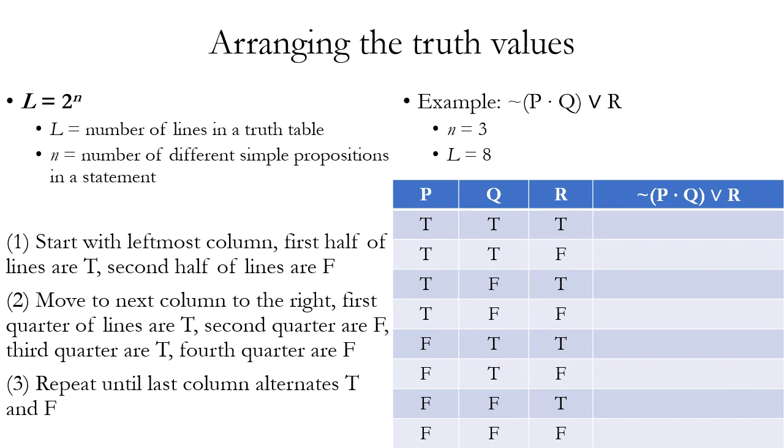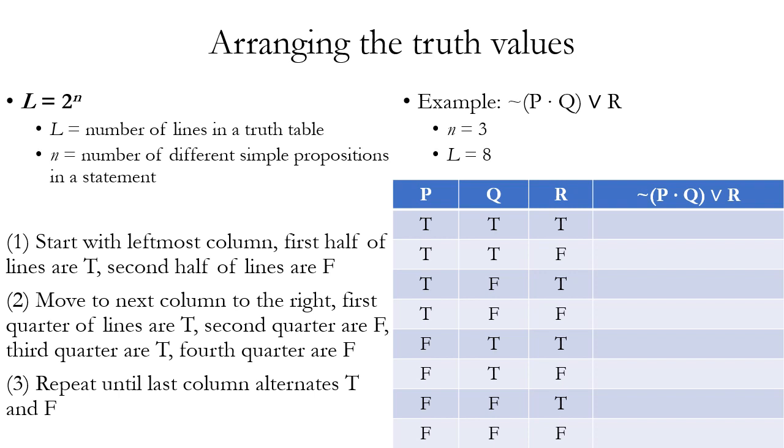And then after you've figured out the number of columns of your table, you have to figure out the number of lines or rows. So this is based on the number of simple propositions you have. And there's actually a formula you can use to calculate this. It's L, the number of lines or rows, equals 2 to the nth power, where n is the number of simple propositions that you have.